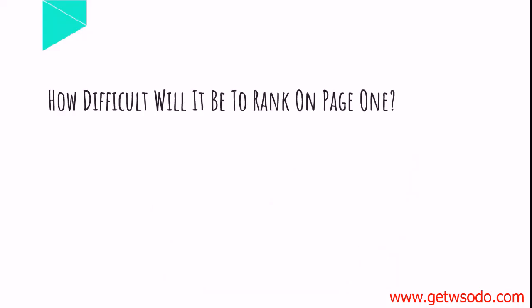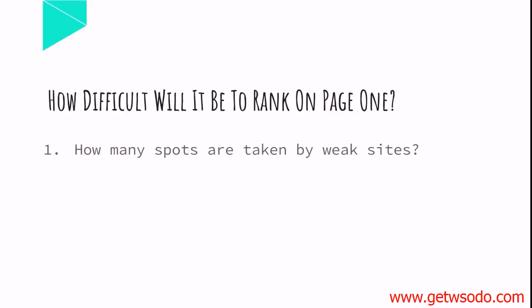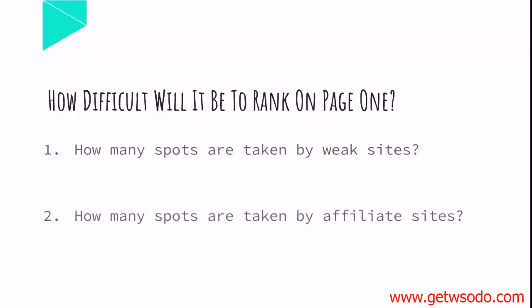Now that you've looked over page 1 and you see the types of sites that are ranking, you have to determine how difficult it will be for you to rank on page 1. As you look over page 1, look to see how many spots on page 1 are actually taken by these types of weak sites, and how many of these spots are taken by affiliate sites. As you come up with this number, this is going to tell you how many spots are at play. How many spots are your opportunity spots for your site in this keyword?